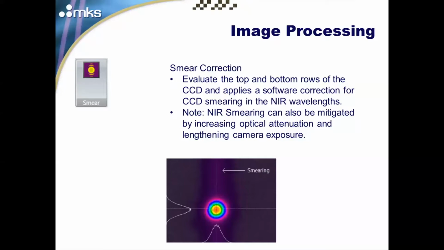So the NIR smear correction feature will look at the top and bottom edges of the camera sensor and characterize what that artificial smear looks like, and then it'll subtract that out from those columns. It's a new tool that we've added, and a lot of people are finding that it does a really good job. So you're welcome to try that out. If you've been having this problem in the past, try that out in the latest version of BeamGage available on our website.